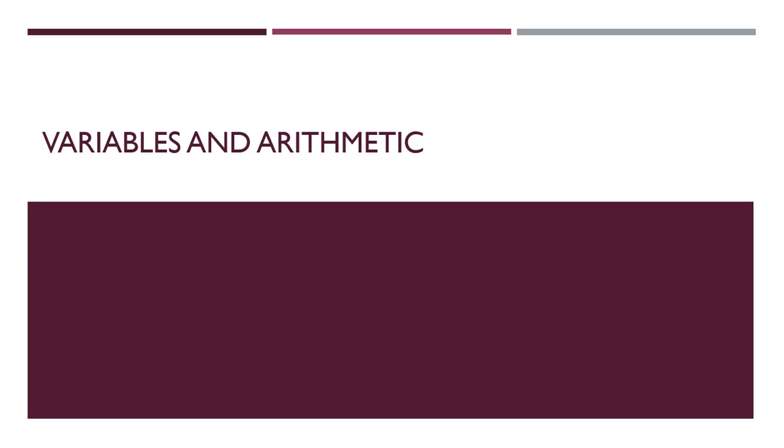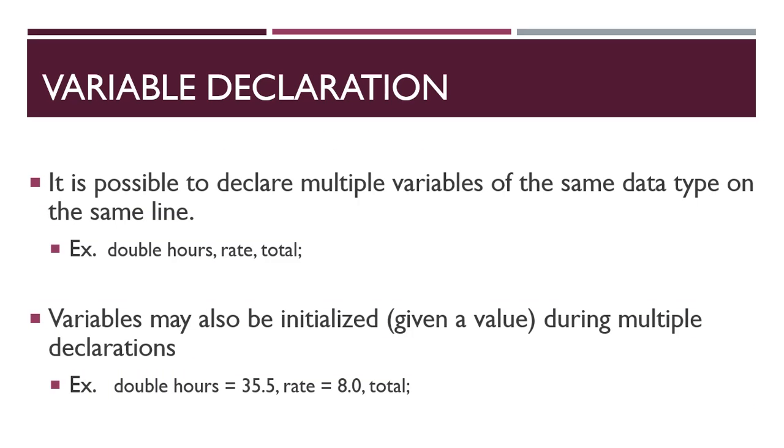So today we're going to talk about variables and arithmetic, basically how to do math with Java. So first thing we want to get past is the possibility to declare multiple variables of the same data type on the same line. So I can write something that looks like double hours, comma, rate, comma, total. That would allow me to make three separate variables. I made a variable for hours, rate, and total that are all a double. That's why I can do that.